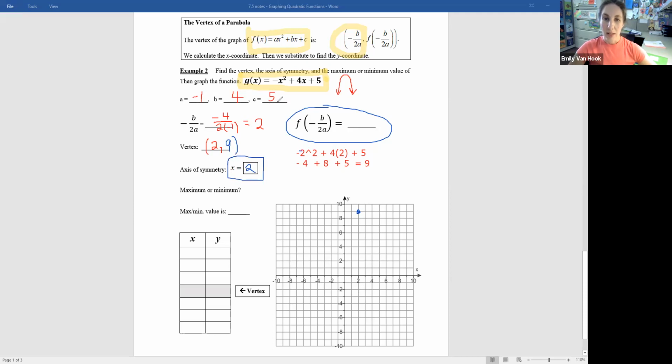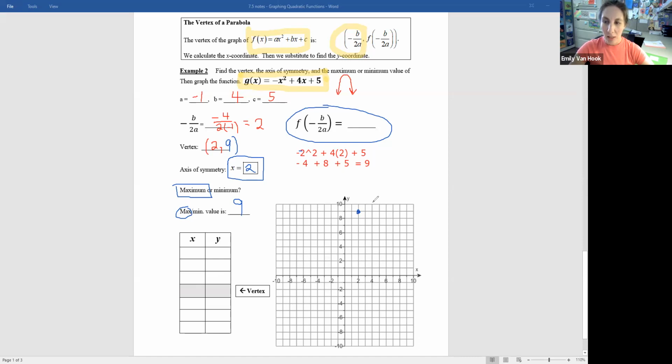Since this graph is opening down, because that leading coefficient is negative, it goes down forever. It doesn't have a minimum, but it does have a maximum, sort of the top of the rainbow shape. So this graph, because it opens down, has a maximum. The maximum value is the y-coordinate of the vertex. So if you look at the point we just plotted, the highest point of the graph is right there. That y-coordinate is going to be the maximum value. So the maximum value is 9. Again, that's the y-coordinate of the vertex.